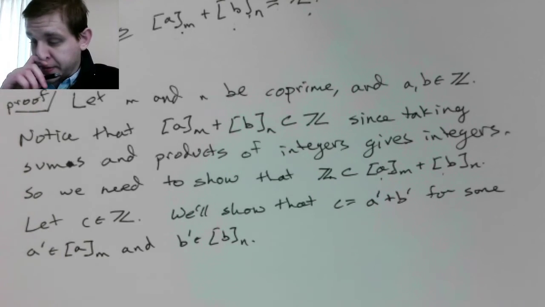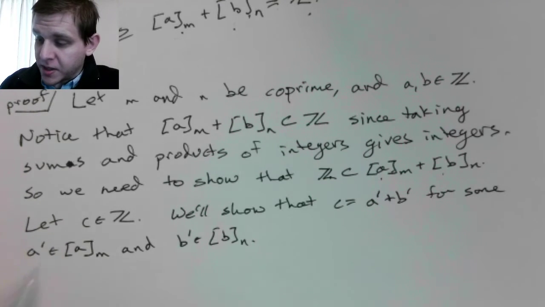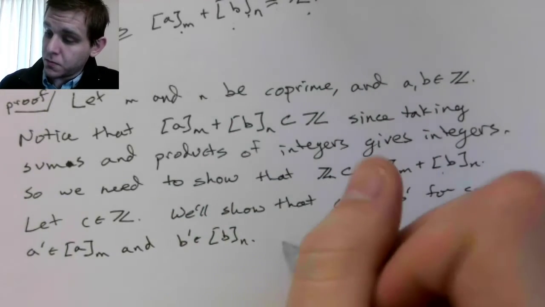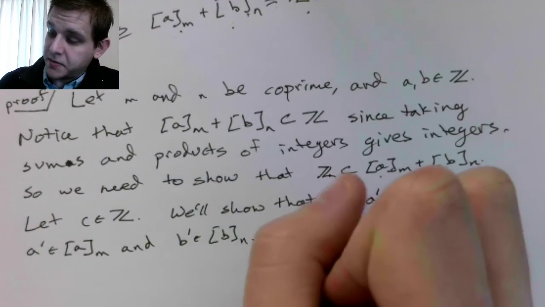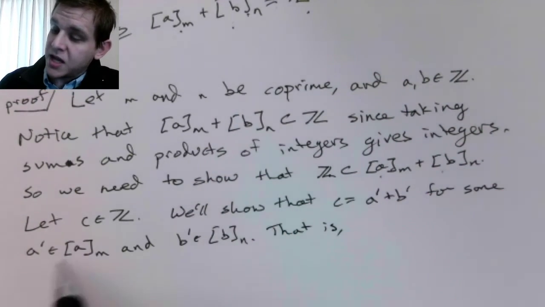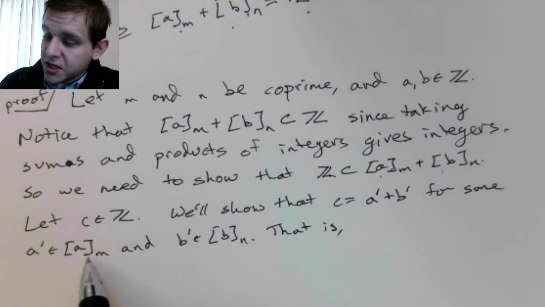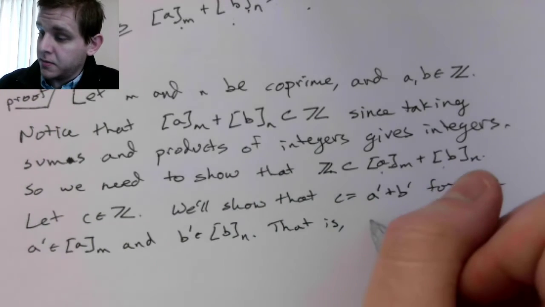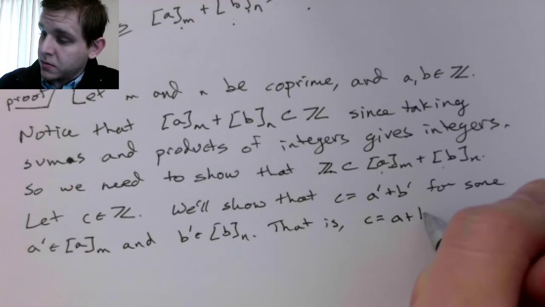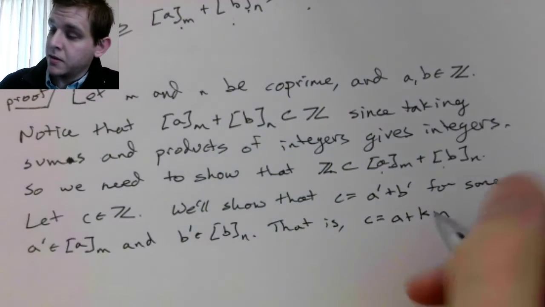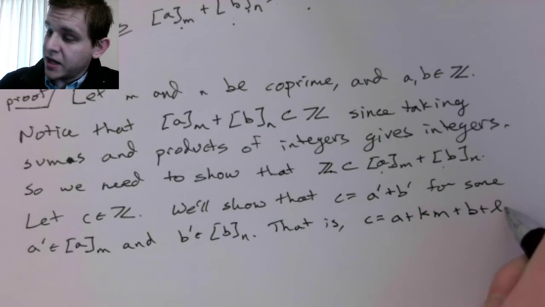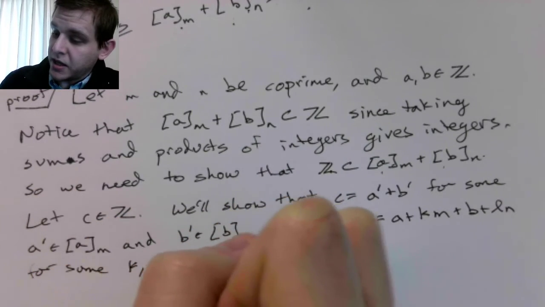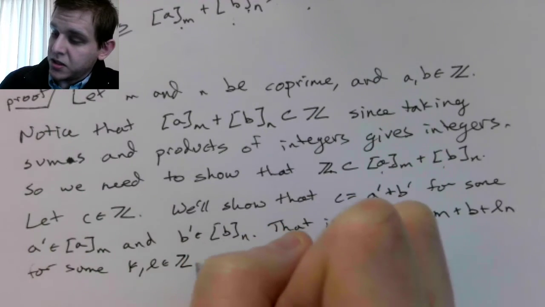So now what do I do here? I recall what it means for a prime to be in a sub m. So that is, a sub m is the congruence class modulo m. So I'm allowed to add an arbitrary multiple of m to a. So c equals a plus km plus b plus ln for some k and l belonging to the integers.